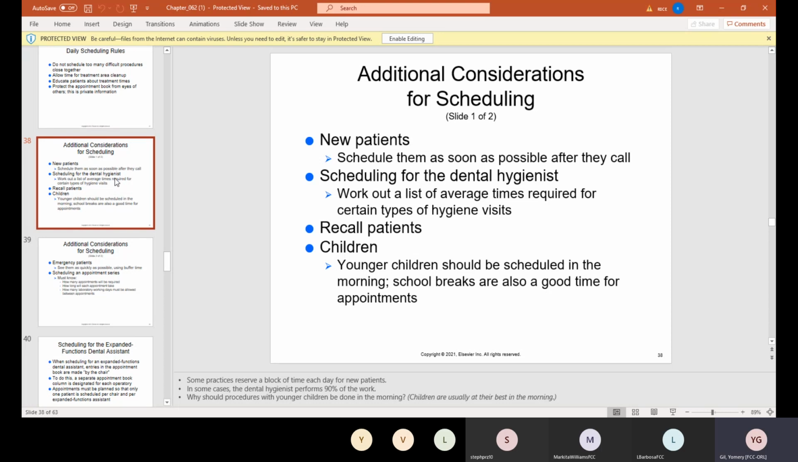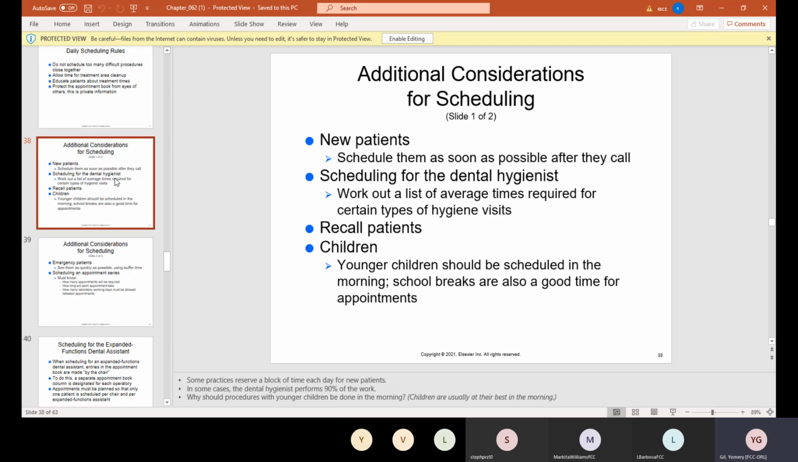Okay, additional considerations for scheduling. New patients, schedule them as soon as possible after they call. Depending on how busy your office is, sometimes that's not possible. Sometimes patients call and ask, can I make an appointment for next week? But then you're booked 3 weeks out. So you have to try to accommodate the patient if possible.